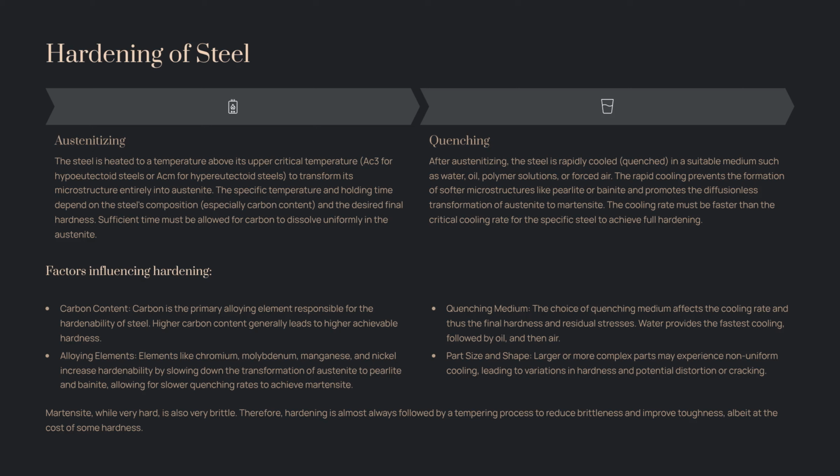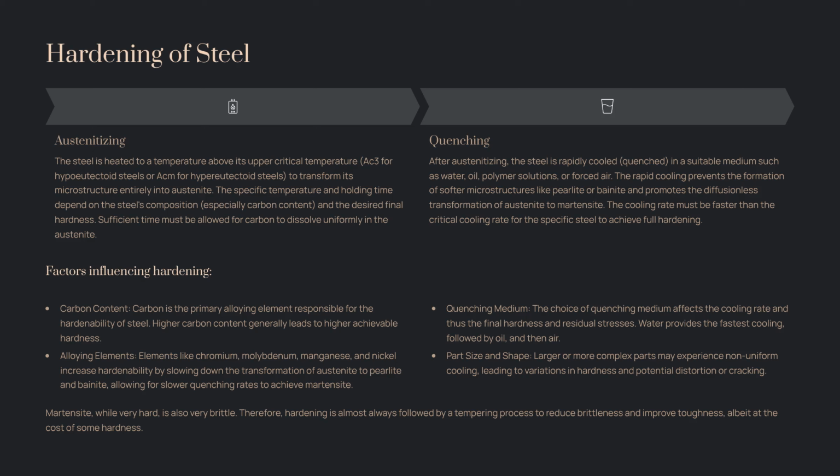Quenching. After austenitizing, the steel is rapidly cooled, quenched, in a suitable medium such as water, oil, polymer solutions, or forced air. The rapid cooling prevents the formation of softer microstructures like pearlite or bainite, and promotes the diffusionless transformation of austenite to martensite. The cooling rate must be faster than the critical cooling rate for the specific steel to achieve full hardening. Factors influencing hardening.